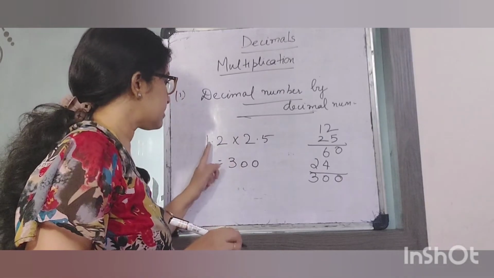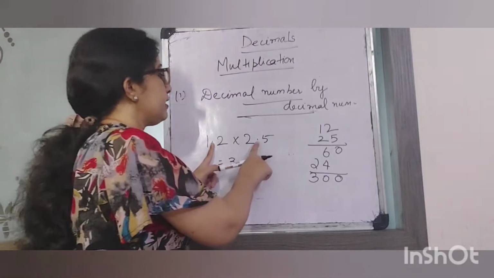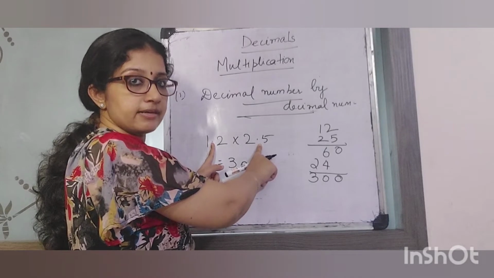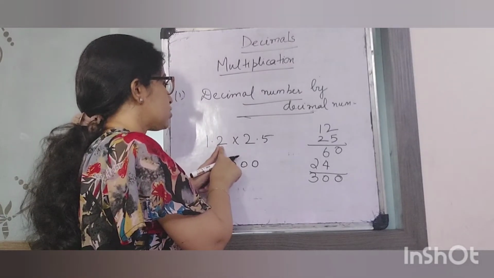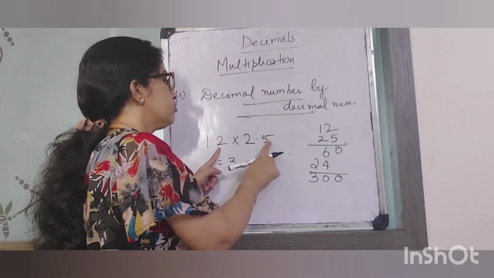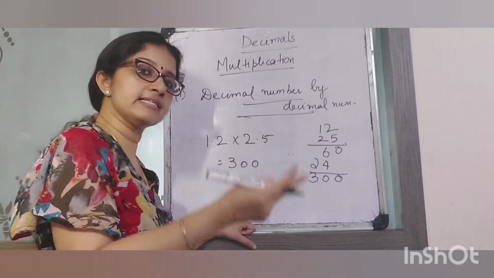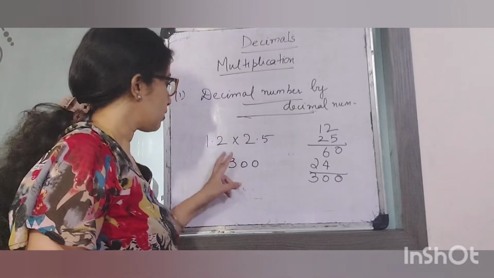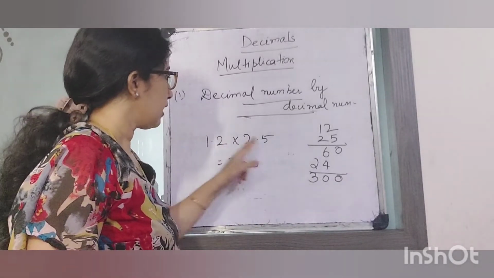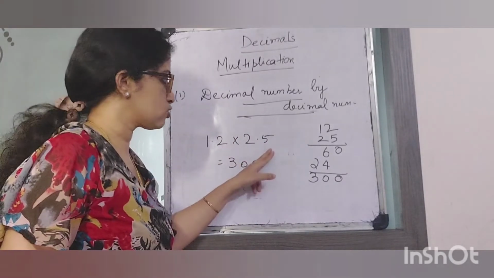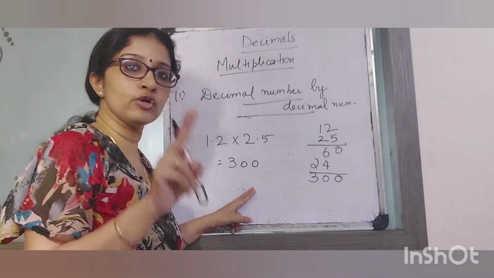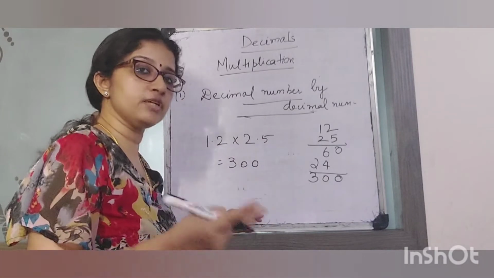Okay. So how many digits are there? Here one decimal digit is there. Here also one decimal digit is there. So here one digit, here one digit. So 1, 2. Two digits should be there in the answer to the right side of the decimal place. Because in the question we have 1 and here also 1. So 1 plus 1 is 2. So in the answer 2 digits should be there to the right hand side of the decimal.